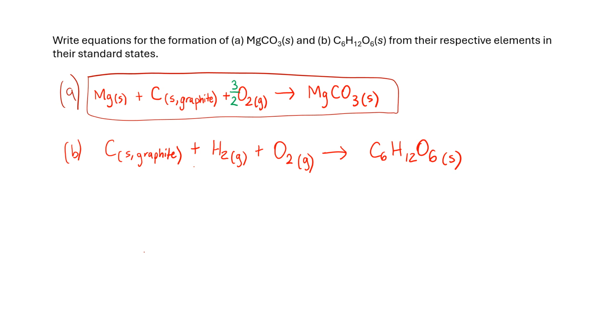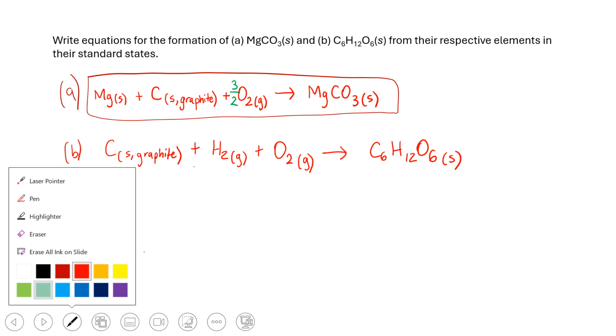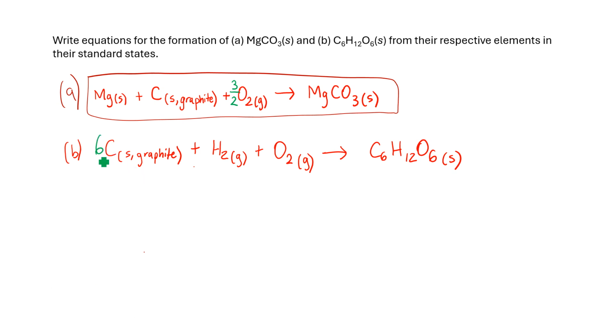Right, pretty easy. We do need to balance this equation though. So we need 6 carbons on the left. We need 12 hydrogens on the left. We have 2. Let's put a 6 there. And then we need a 3 in front of the O2. And now we're balanced.